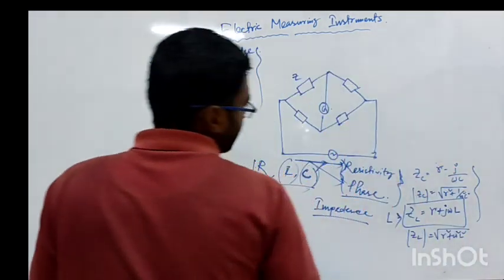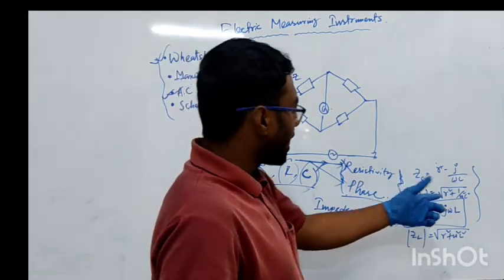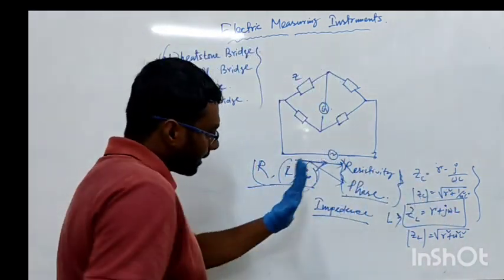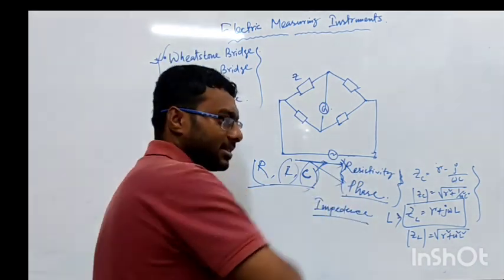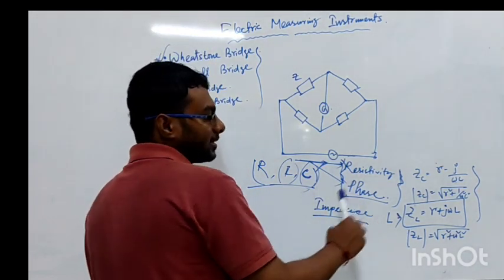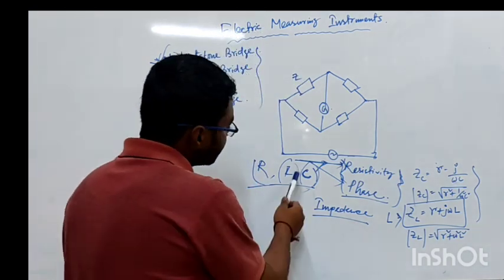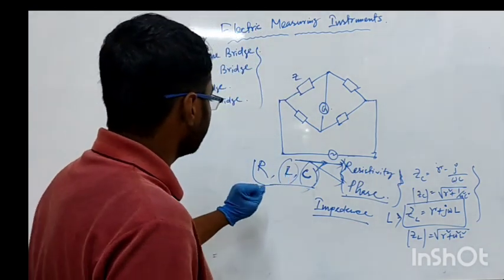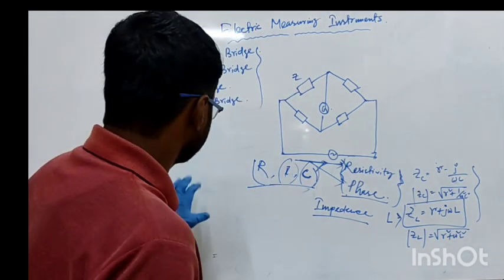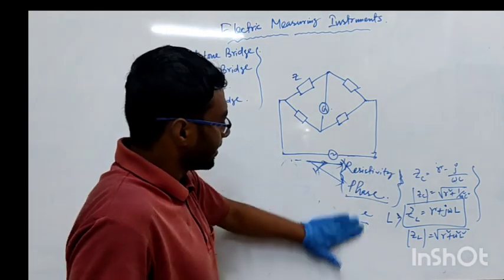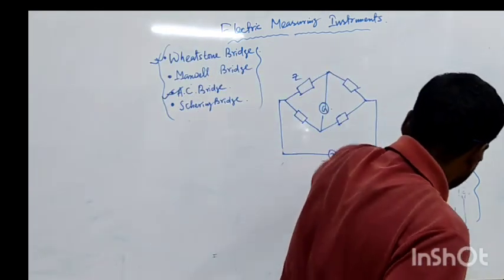So for that case, we have two unknown parameters. One is resistivity and another is phase. So now we will discuss what phase is. Let us consider the simple case of an inductive circuit, a purely inductive circuit.